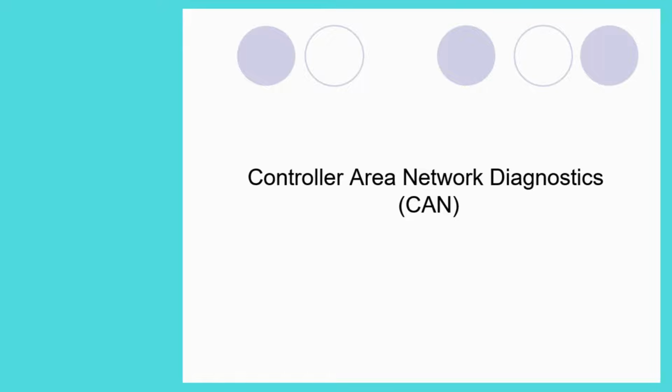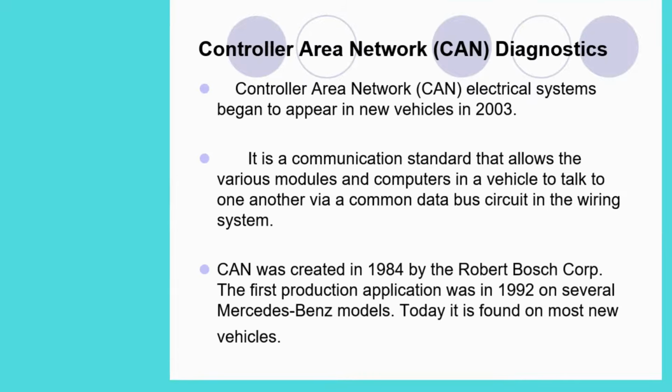Controller Area Network Diagnostics. CAN electrical systems began to appear in newer vehicles in around 2003. It is a communication standard that allows the various modules and computers in a vehicle to talk to one another via a common data bus circuit in the wiring system. CAN was created in 1984 by the Robert Bosch Corporation. The first production application was in 1992 on several Mercedes-Benz models. Today it is found on most new vehicles.